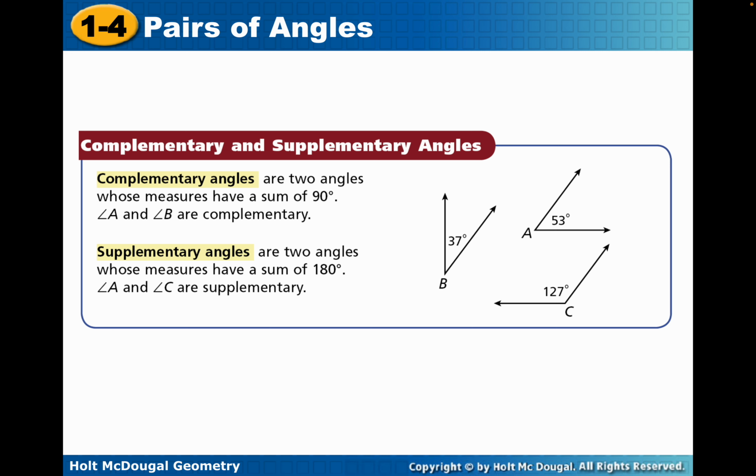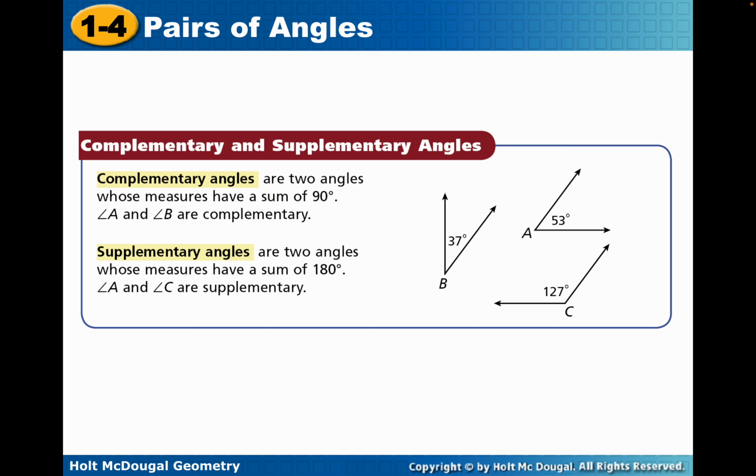When we talk about complementary angles, they are two angles whose measures have a sum of 90 degrees. When we have an angle that's 90 degrees, what kind of angle is that? Yeah, it's a right angle. So with complementary angles, it's always two angles that add up to equal 90 degrees. If you look at angle A and B, if you add those two angle values together, they equal 90 degrees. So those two angles are complementary.